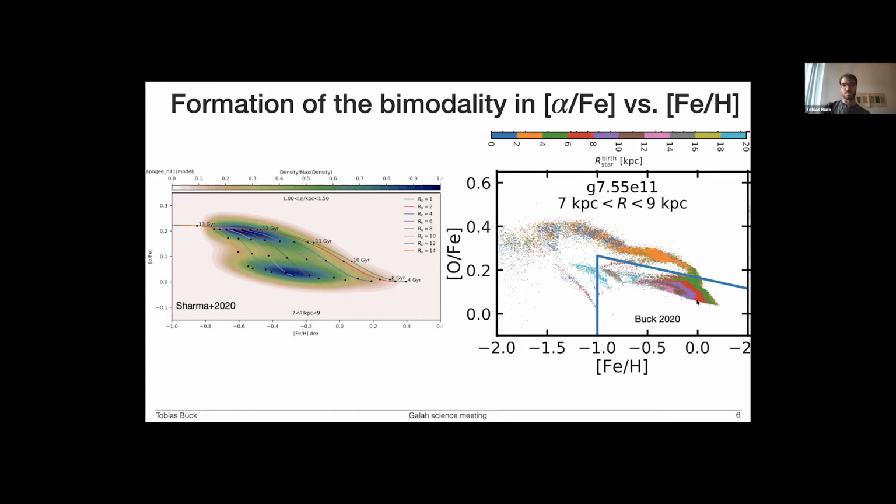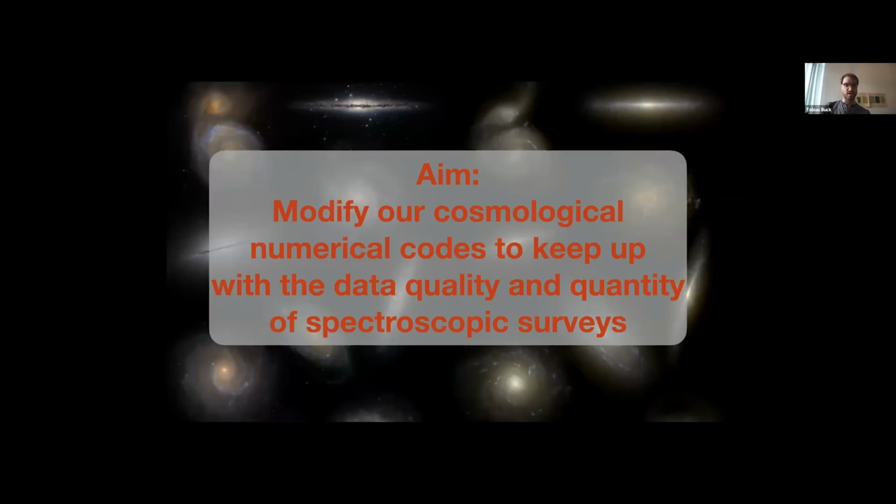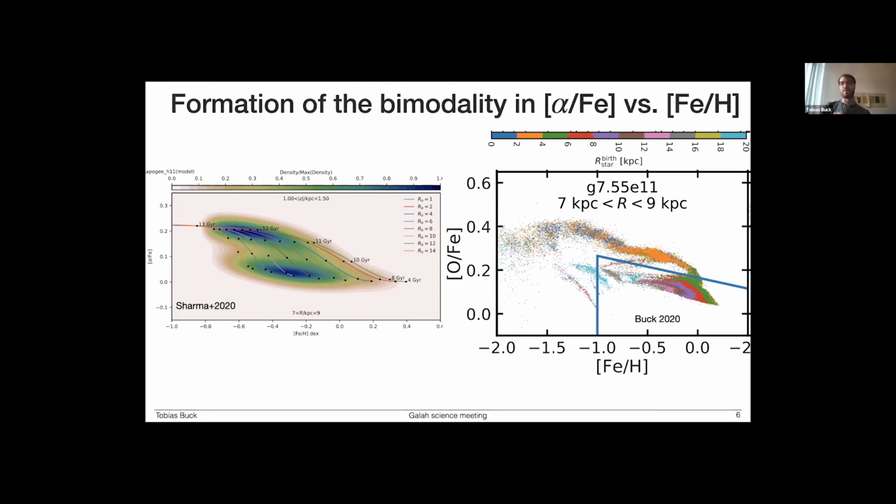So this is basically explained by the fact that radial migration scrambles up a lot of the disk stars and mixes them at late time. And I hope that's enough of the motivation, because, can I go back? Yeah, enough of the motivation.